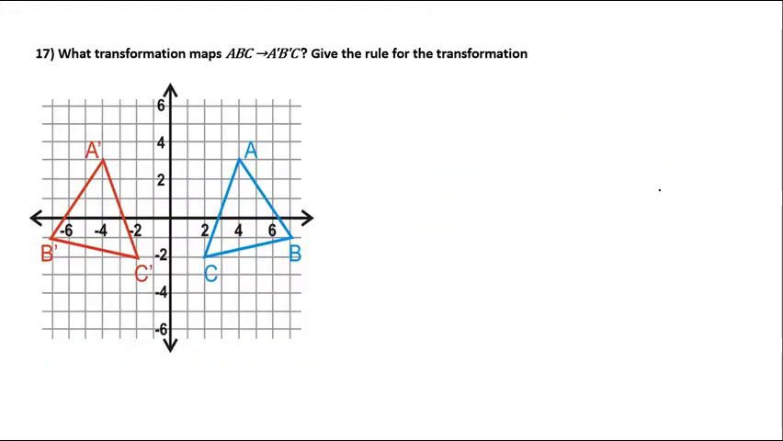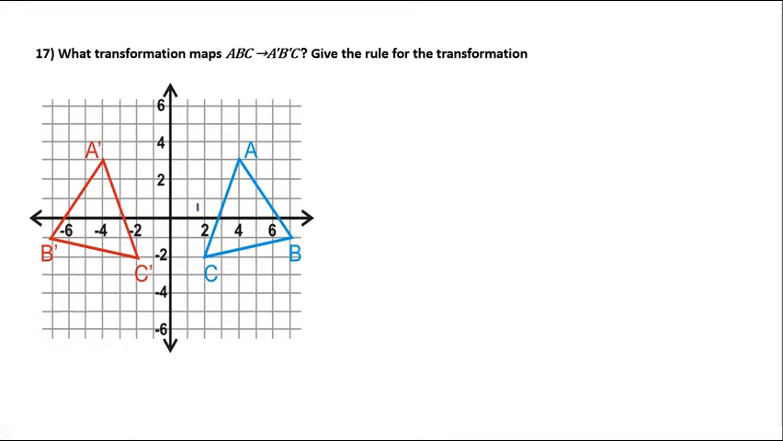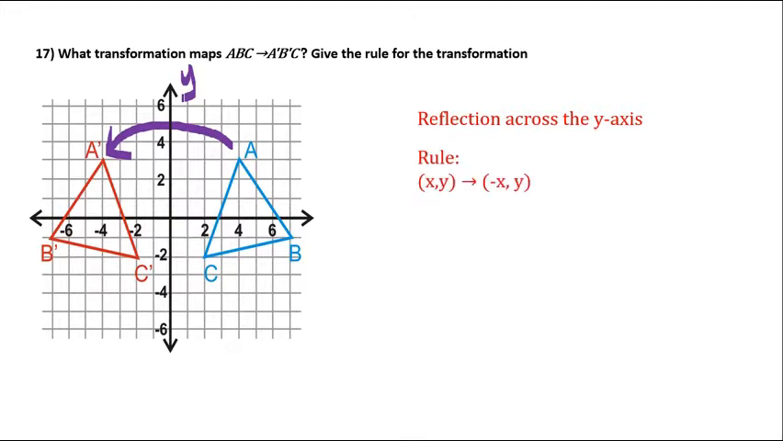Okay, now next one, 17. It says, what transformation maps ABC to A prime, B prime, C prime? So here what it looks like happened, the orientation's different, but A and C and B are still on the same side, above or below the top. So what happened here was a reflection across the y axis. So here we say it's a reflection across the y axis. And then the rule here is just (x, y) to (negative x, y).